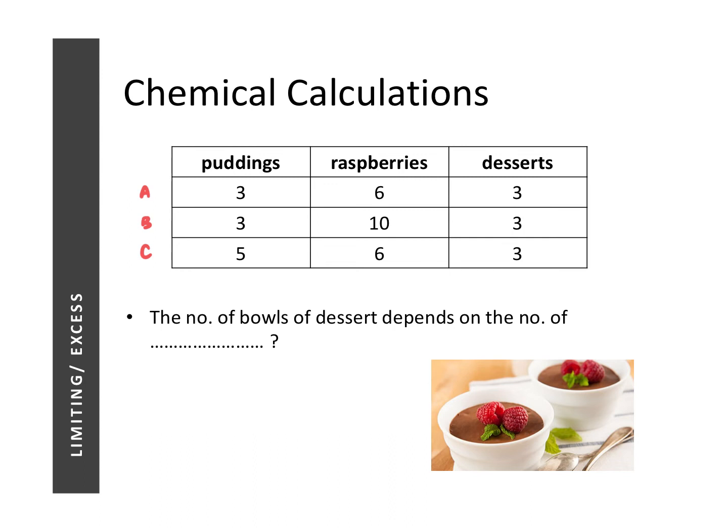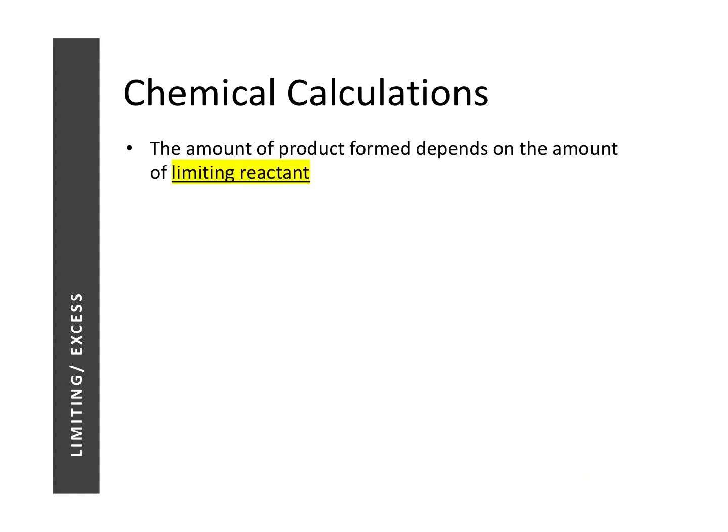Now, from this, I hope you can tell that it is not always the puddings, it's not always the raspberries, but it depends on whatever is limiting. So the number of bowls of dessert depends on the number of limiting reactant, which in this case means either the pudding or your raspberries. This is a very important concept to remember, because in a chemical reaction, if you are asked to find the amount of product formed, it depends on the amount of the limiting reactant.